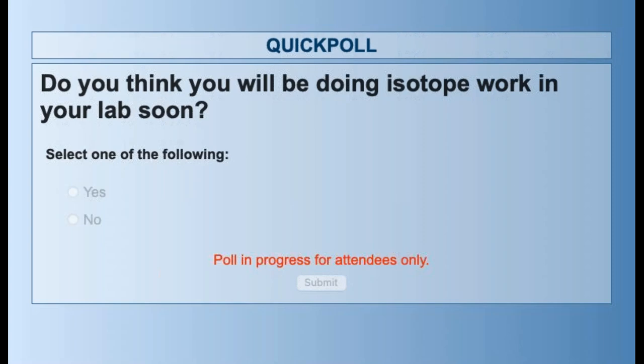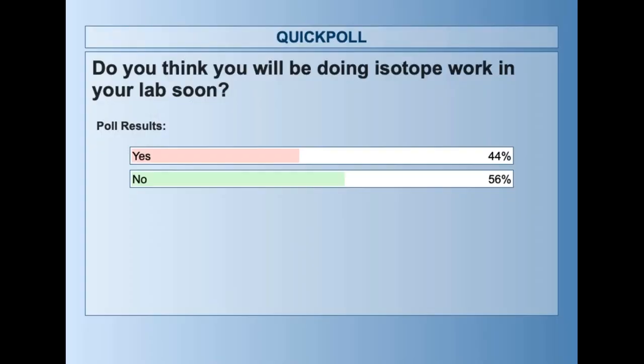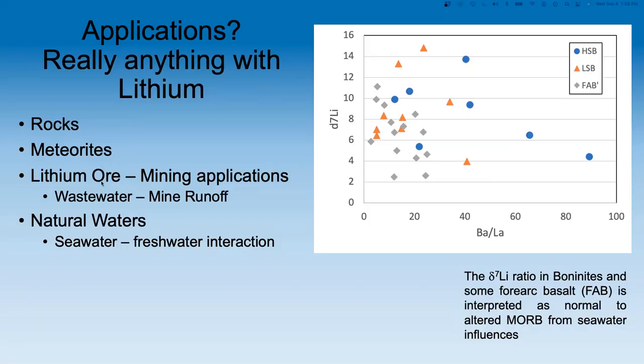So what we're talking about measuring here is all about non-traditional stable isotopes. And the non-traditional stable isotopes, there's lithium, magnesium. Oh, poll closed. Thank you. There's lithium, magnesium, there's iron, there's a whole bunch of things. I've seen them done in seawaters, freshwaters, wastewaters, rocks, meteorites. There are tons of applications to that.